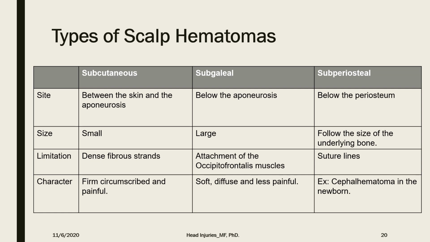The subperiosteal hematoma is the one forming below the periosteum of the skull bone, so it takes the shape of the underlying skull bone. Usually it is limited by the suture lines. An example of this is a cephalohematoma, which usually forms in the head of newborns.